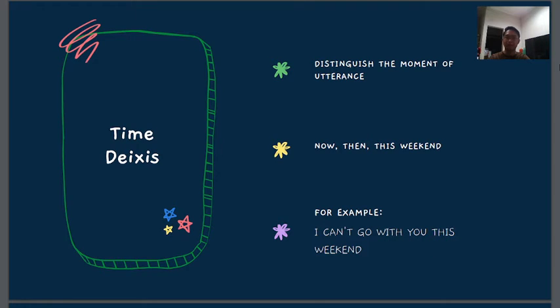The third one is time deixis. According to Stante, time deixis relates to the relative time between the speaker and the listener, or the author and the reader. The relativity of time is seen from when an utterance is spoken. In time deixis, we can identify several deictic elements such as now, then, and this weekend. For example, "I cannot go with you this weekend."